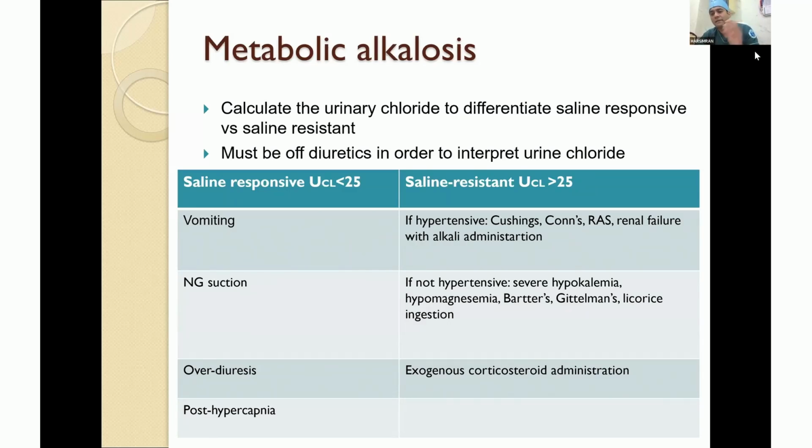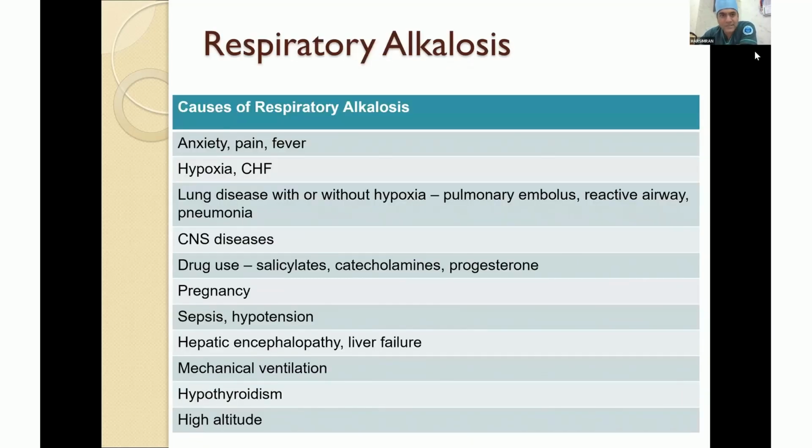If the history is clear-cut, for example my patient has had a lot of diarrhea and vomiting for the last 2-3 days, and he is on diuretics also, you know the patient will be volume depleted, and the ABG will tell you about the metabolic status. There is something called saline responsive and saline resistant. If urinary chloride is less than 25, it is saline responsive. If it is more than 25, it is saline resistant.